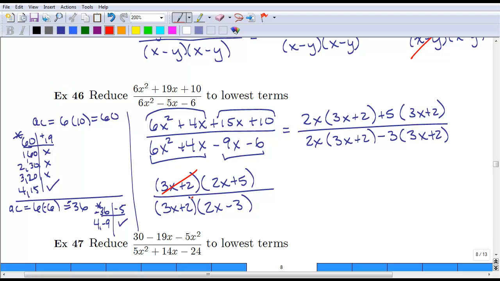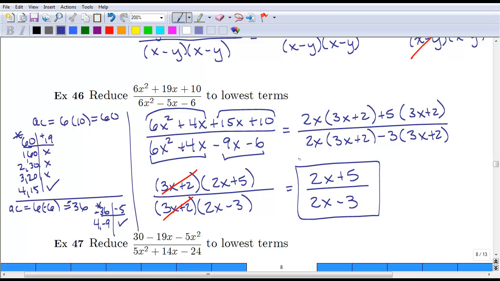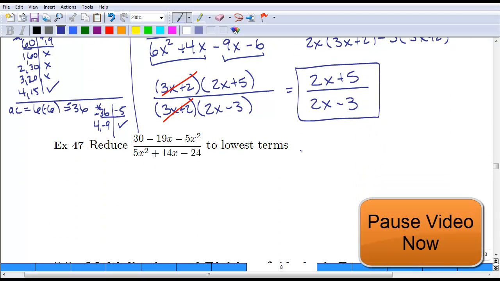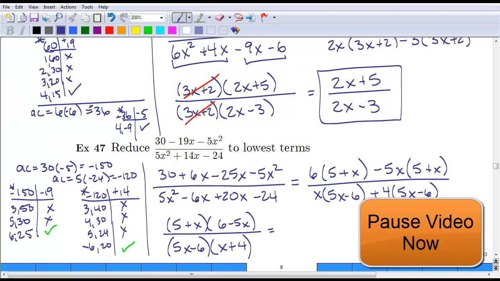So again, 3x plus 2 are the same terms, so we divide it by itself to get 1, and we are left with 2x plus 5 over 2x minus 3. And that is our final answer. At this point, pause the video and try the next example. Then resume the video to check your answer. Be careful, this one will need to use that negative trick that we talked about up above to simplify.